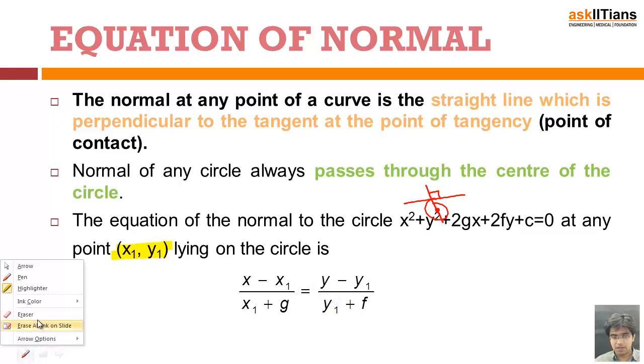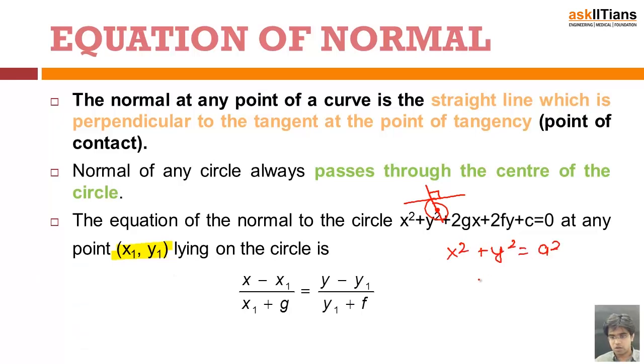Now if your circle is centered at origin, for example x square plus y square is equal to a square, then your equation becomes (x minus x1) by x1 is equal to (y minus y1) by y1, because f and g are 0 here. So I hope that you have understood the different equations of tangents and how to write them. But again, this is a major point of confusion.